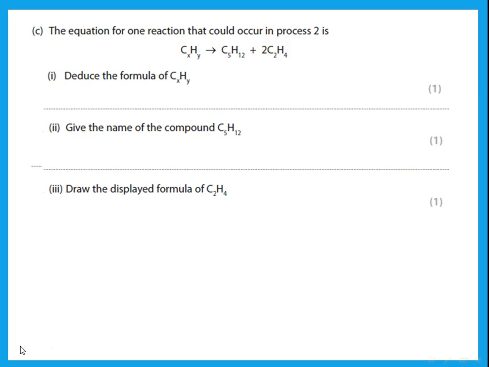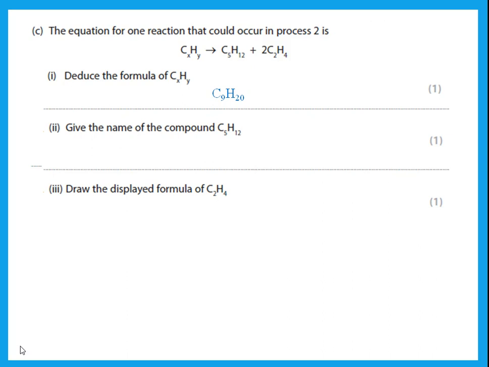Okay, the equation for one reaction that could occur in process 2 is this. Deduce the formula of CxHy. How do I get CxHy? So CxHy is the total of what I got. Now what did I get? I got 1 with 5 carbons, and I got 2 with 2 carbons. That means I have a total of 4 plus 5, that is 9. So this is C9H, how many? 2 times 4, 8 plus 12, that's 20. So that is the total number of carbons that you ended up with and your total number of hydrogens.